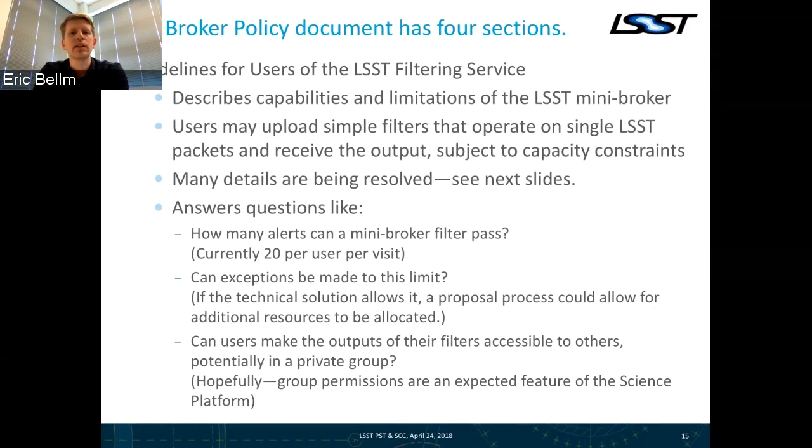So again, the idea is that the MiniBroker is only passing a maximum of about 20 alerts per visit, which is potentially still large, depending on exactly what kind of transients you're looking for. There's some question of whether that allocation could be pooled between users, and to what degree filters can be shared among users. I think my major statement at this point would be that we recognize that desire, and we'll try to enable it within the technical constraints that we find.